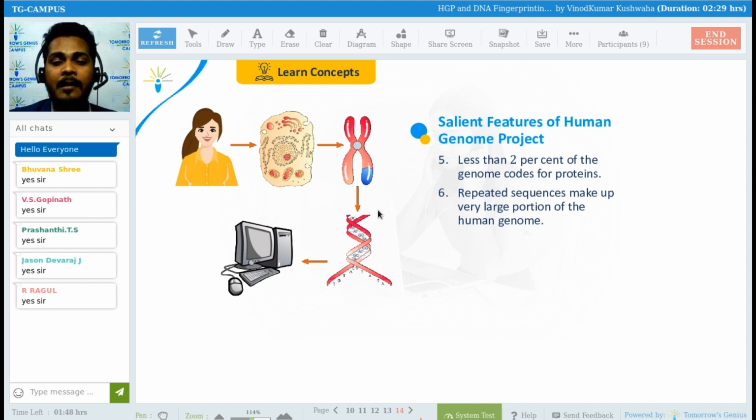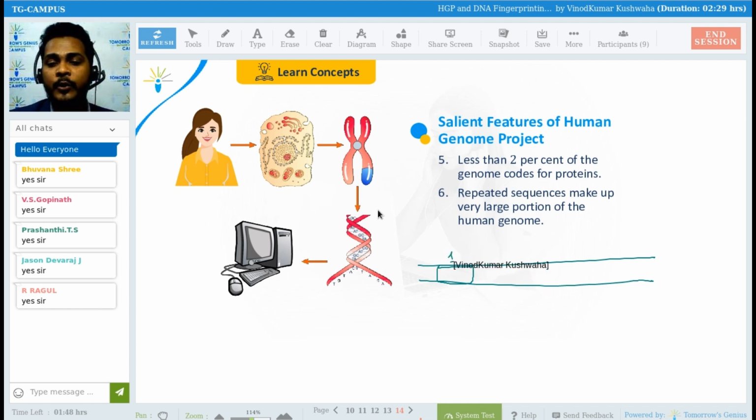What do repeated sequences mean? Suppose there is one genome sequence, and it is repeated somewhere here also, and here. That means there is a sequence which is repeated in very large portions of the human genome, in each and every portion.